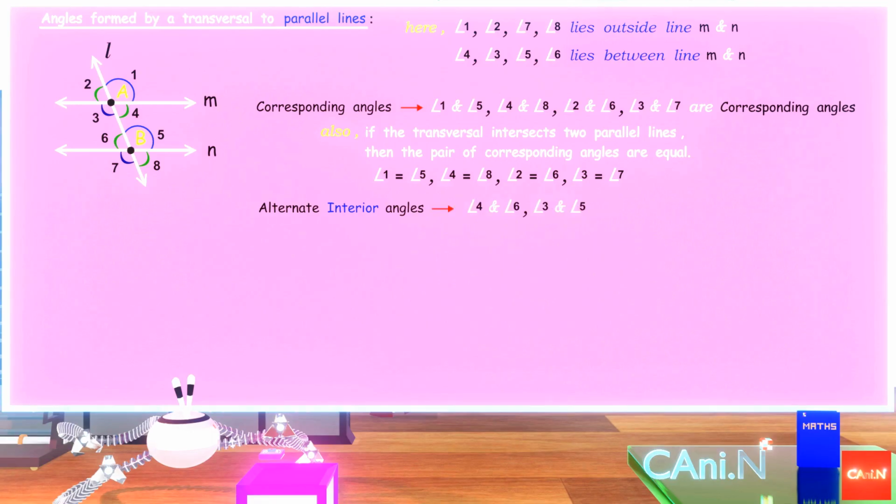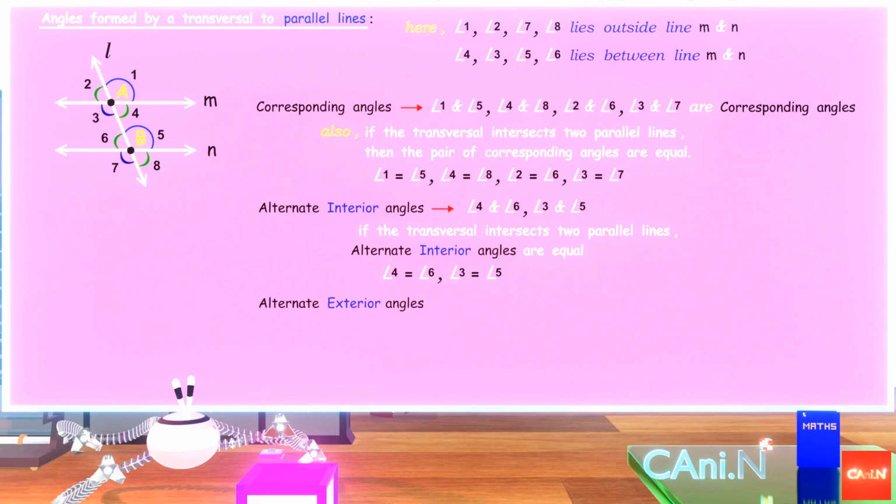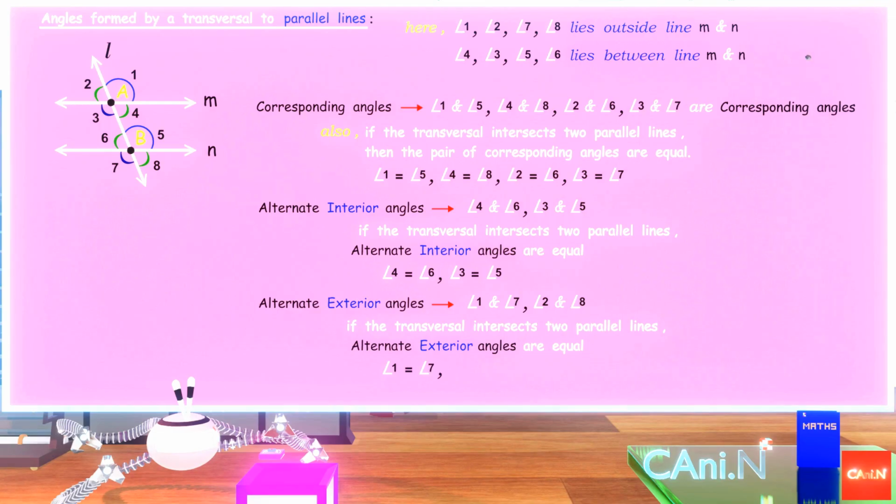Alternate interior angles. Angles 4 and 6, and angles 3 and 5, are the alternate interior angles. And if the transversal intersects two parallel lines, then alternate interior angles are equal. That is, angle 4 equals angle 6, and angle 3 equals angle 5. Alternate exterior angles. Angles 1 and 7, and angles 2 and 8, are the alternate exterior angles. And if the transversal intersects two parallel lines, then alternate exterior angles are equal. That is, angle 1 equals angle 7, and angle 2 equals angle 8.